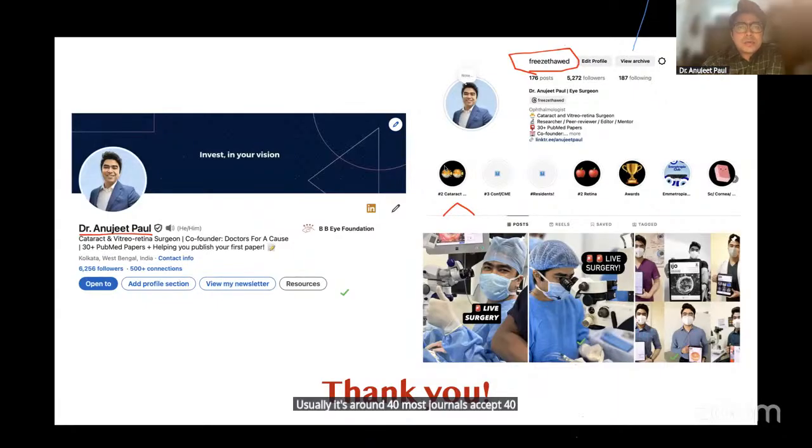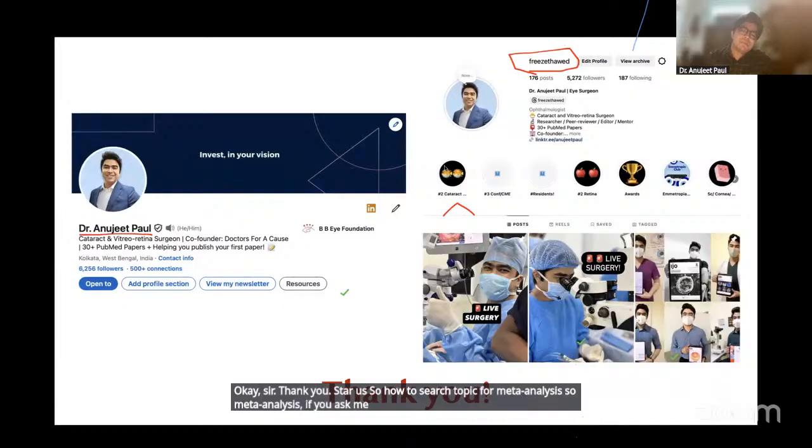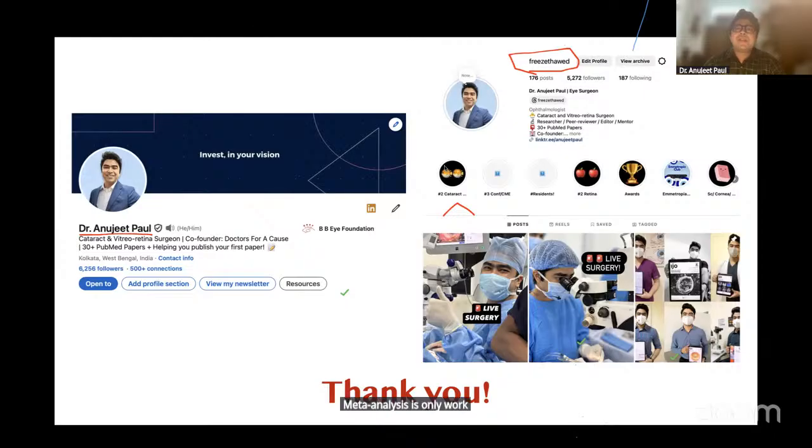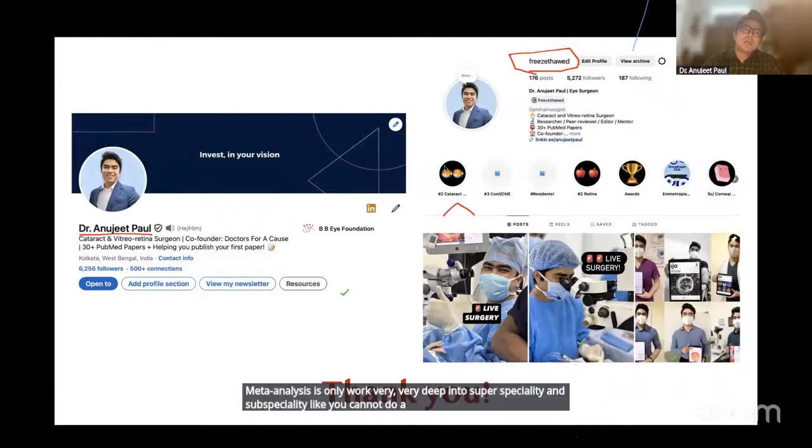Okay, sir, thank you. Star asks, sir, how to search a topic for meta-analysis? So meta-analysis, if you ask me very honestly, unless someone prompts you on a directional meta-analysis, is very difficult for anyone to decide what should be meta-analyzed, because meta-analysis works only very, very deep into super specialty and subspecialty. Like, you cannot do a meta-analysis on the current anti-diabetic drugs like pioglitazone and the outcome of it, because it's too vast a meta-analysis.